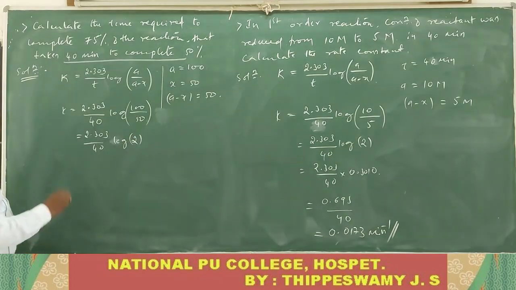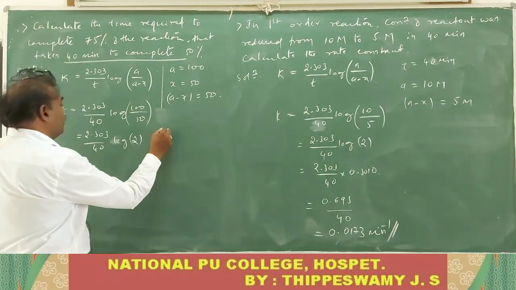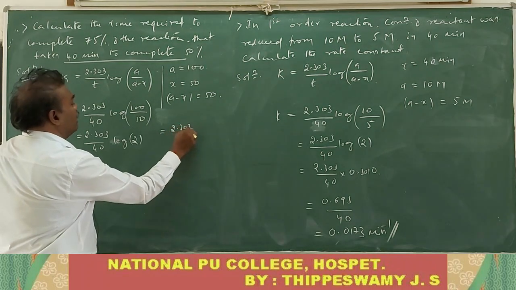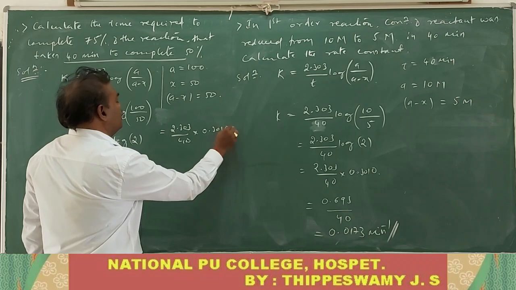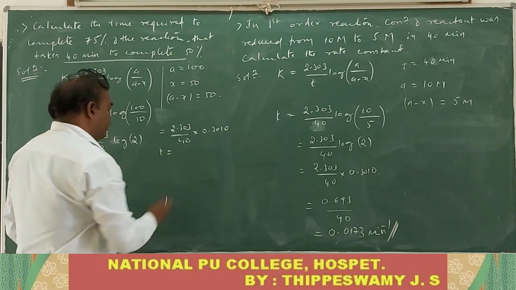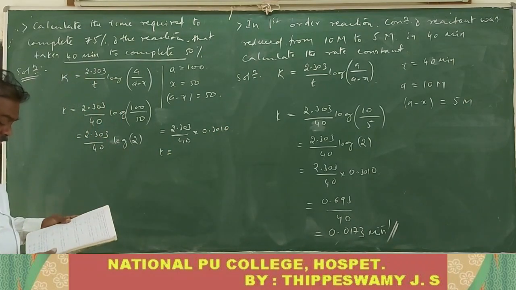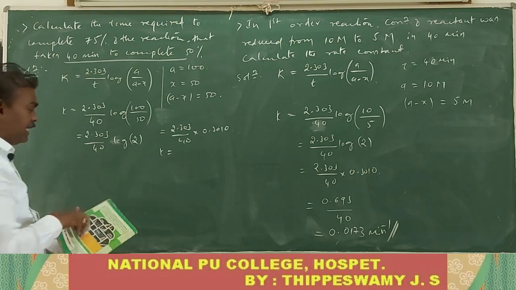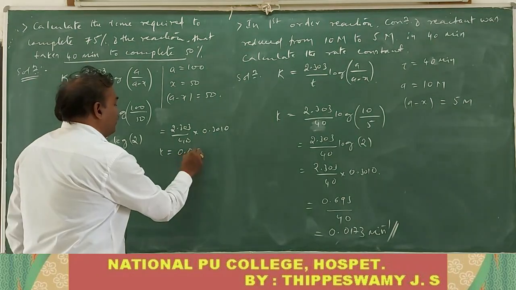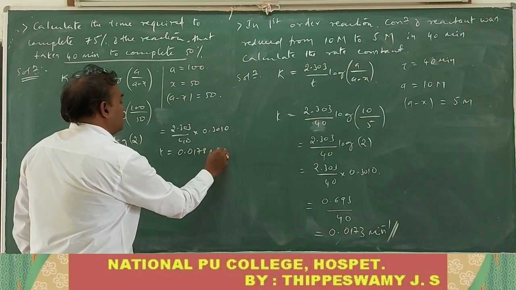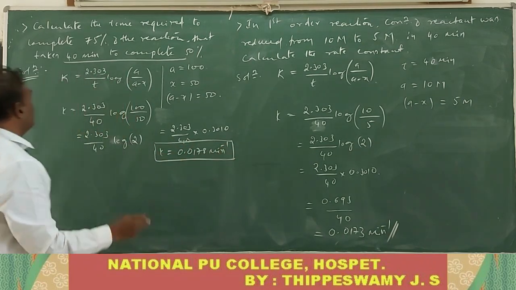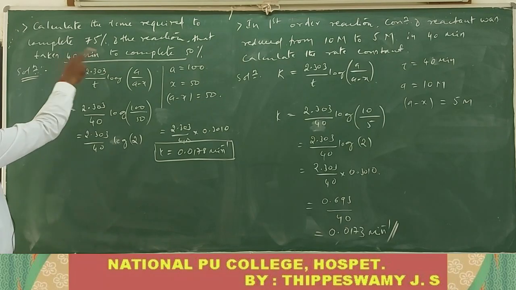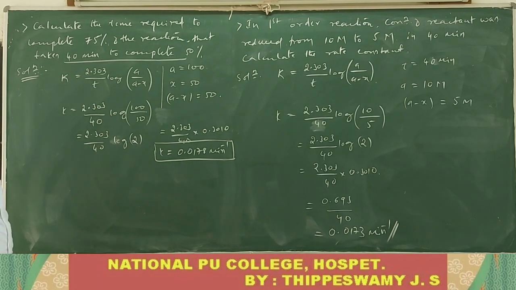Log 2 value you know is 0.3010. So 2.303 divided by 40 into 0.3010. Then the value of K will be 0.0178 per minute. Now using this value of K, calculate the time required to complete 75% of the reaction.